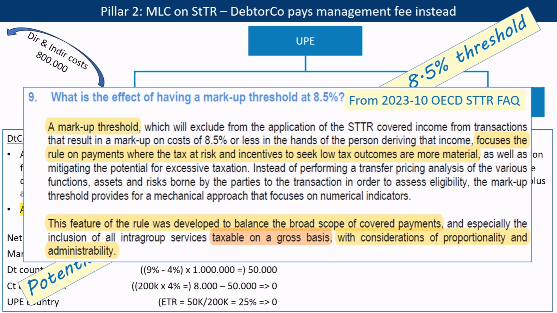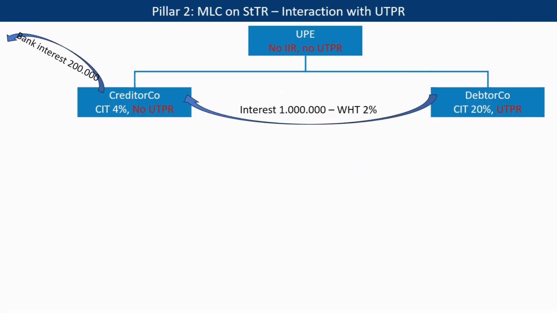And the question is whether this is correct, but if we look at the additional guidance and the frequently asked questions and answers from the OECD from October, it says the markup threshold focuses the rule on payments where the tax at risk and incentives of 8.5%, where the tax risk is more material. In other words, larger than 8.5%, and it then very specifically says, this feature of the rule was developed to balance the broad scope of covered payment, and especially the inclusion of all intragroup services taxable on a gross basis, with consideration of proportionality and administrability. So yeah, you really want to stay below the 8.5%.